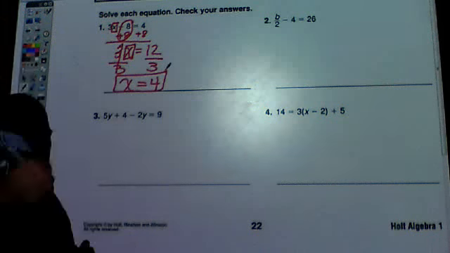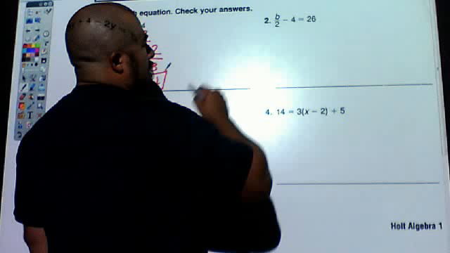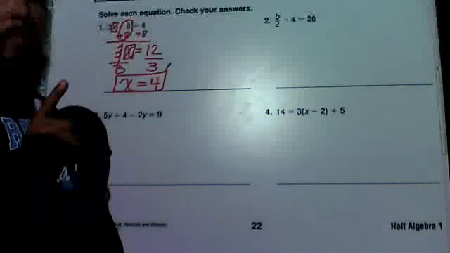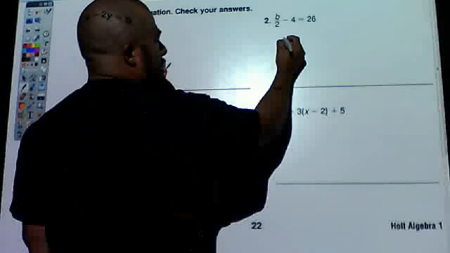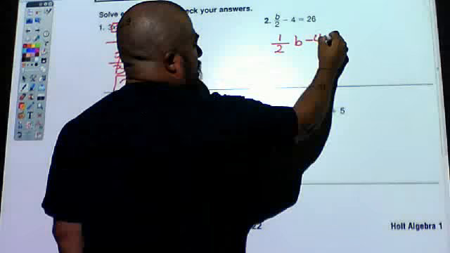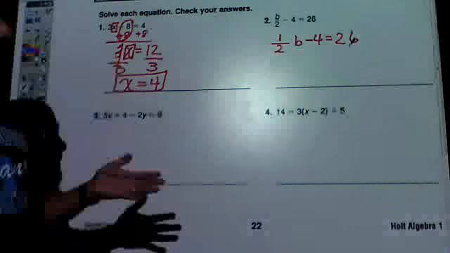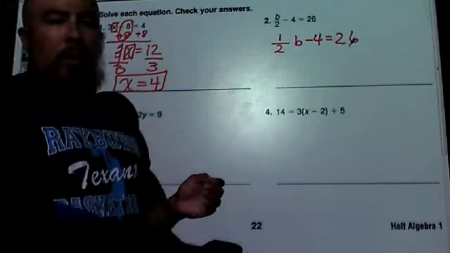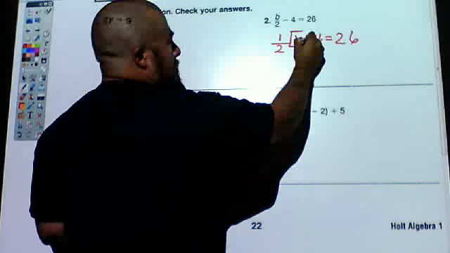Let's work our way to number 2. Number 2, I have b over 2 minus 4 equals 26. Now, you can get confused on this one. First thing I want to do is rewrite this as 1/2 b minus 4 equals 26. Now again, I work it just like any other equation that I want to solve, and I box in, isolate my b variable.